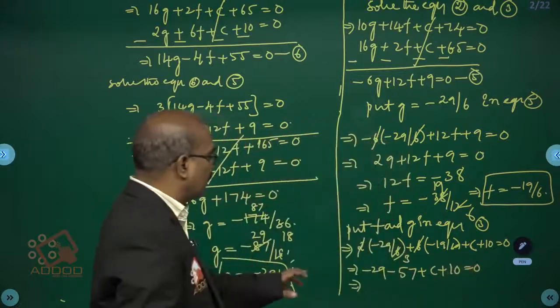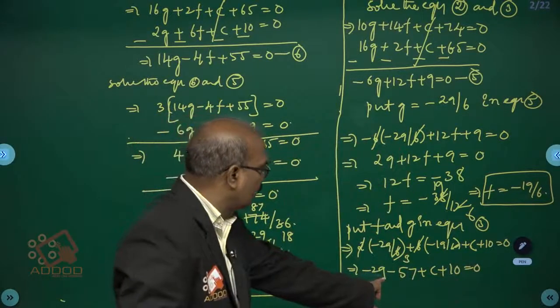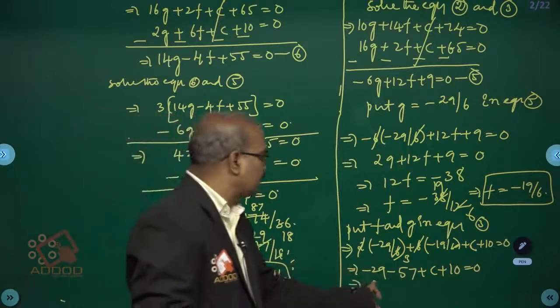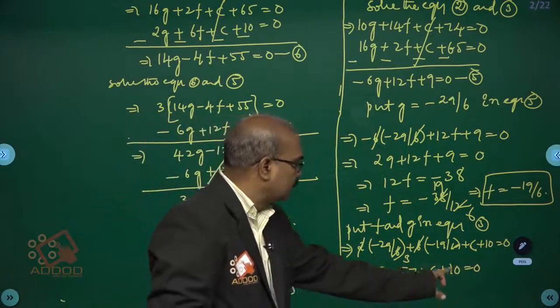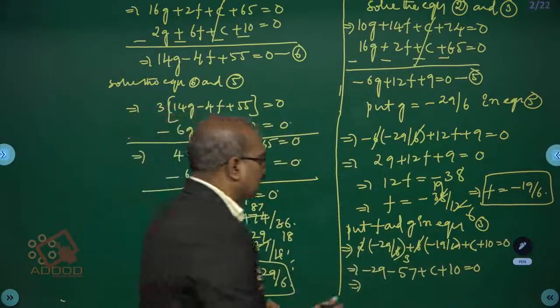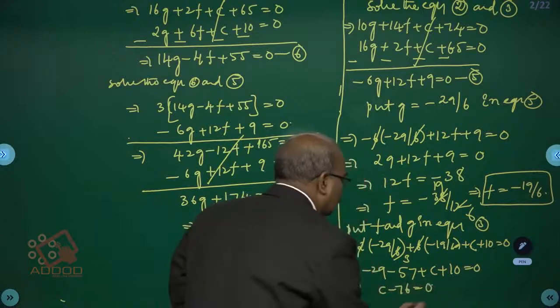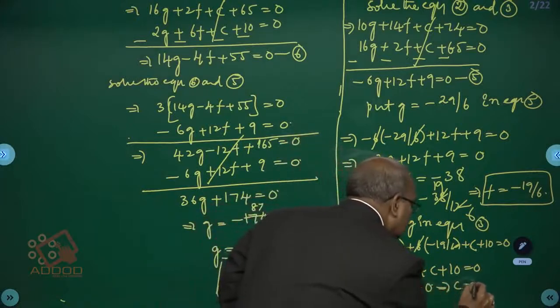So totally what happened here? Minus 29 minus 57 is minus 86, plus 10 is minus 76. So c minus 76 is equal to 0. So that is c is equal to 76.